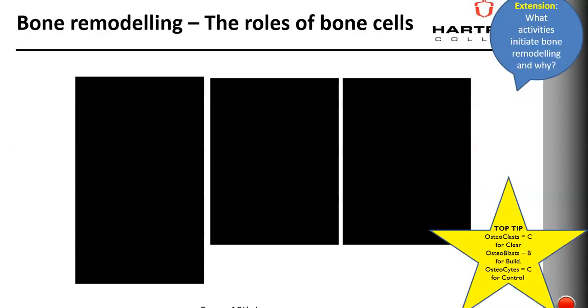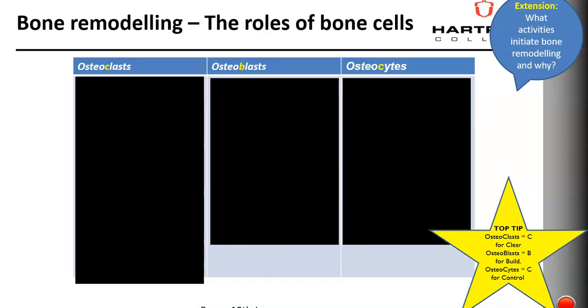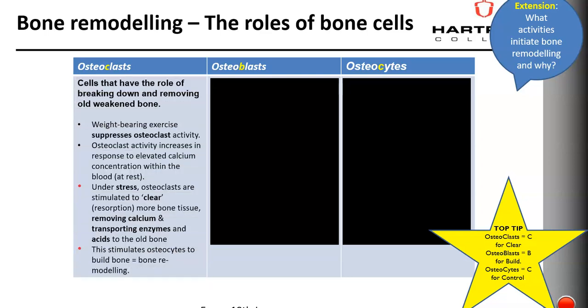Okay. So the roles of the bone cells, these are the three bone cells we need to be aware of. We've got osteoclasts, osteoblasts, and osteocytes. And a top tip to remember them: osteoclast, that C stands for clear; osteoblast, the B stands for build; and osteocytes, that C stands for control. So a couple more details that you need to be aware of are the following.